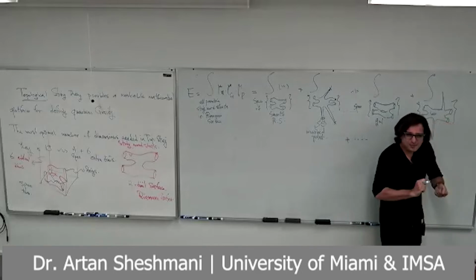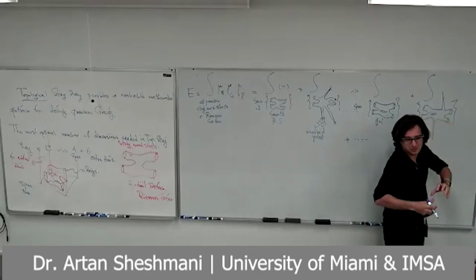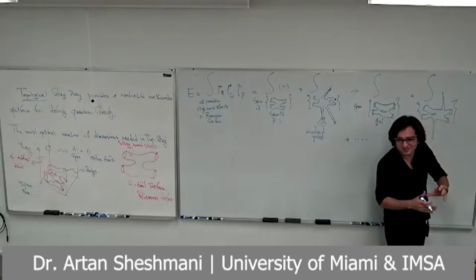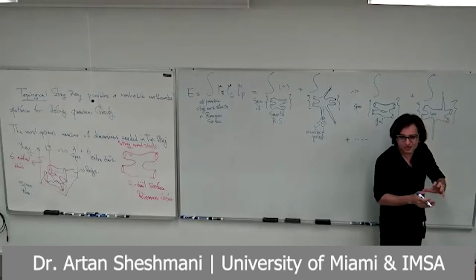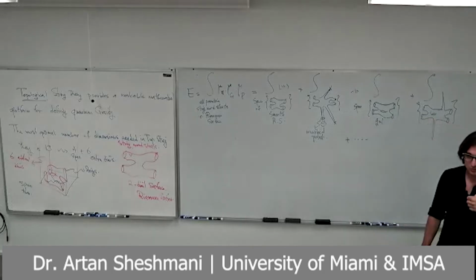But I don't care about whether one of them is a little bit bent over and almost the same as the previous one. So as long as they are infinitesimally deformable to each other, I want to count them as one.